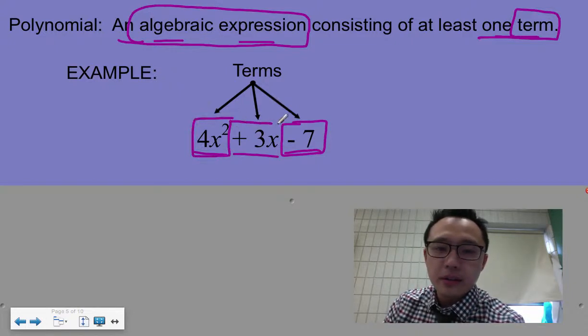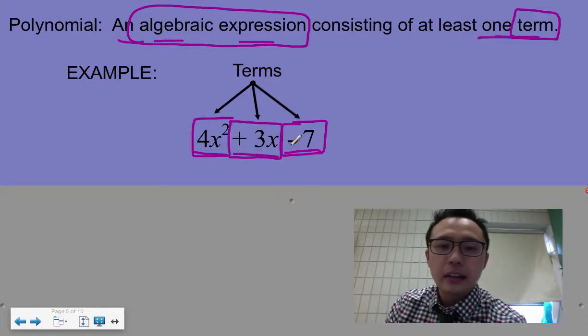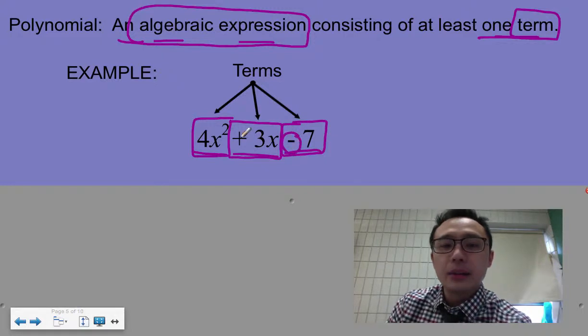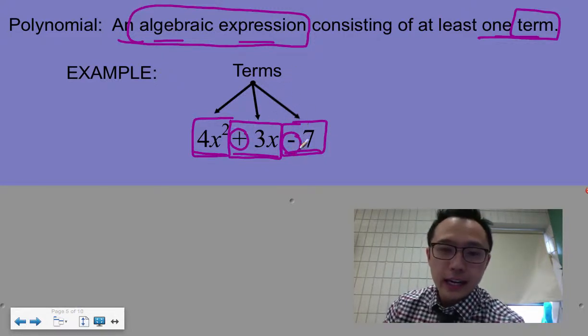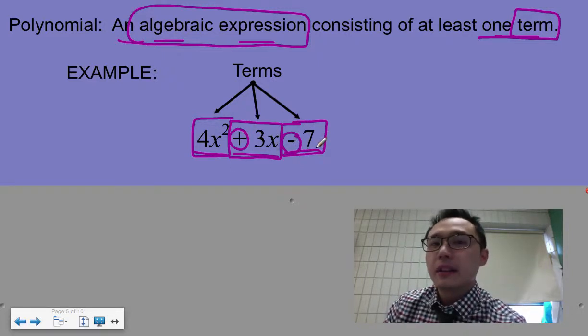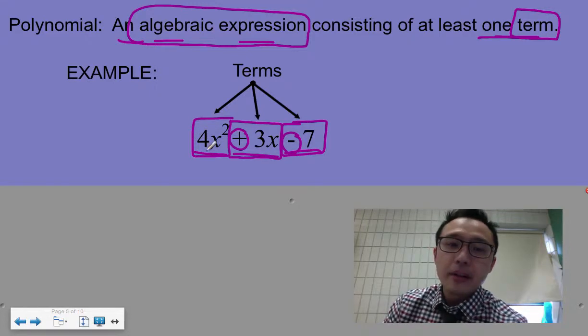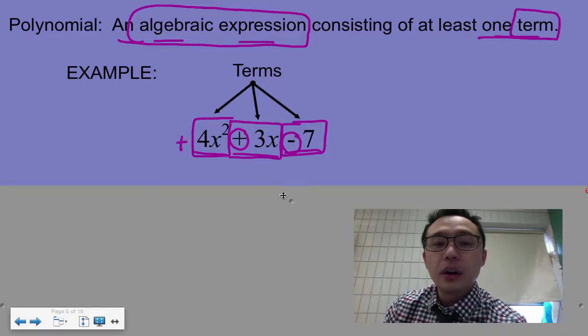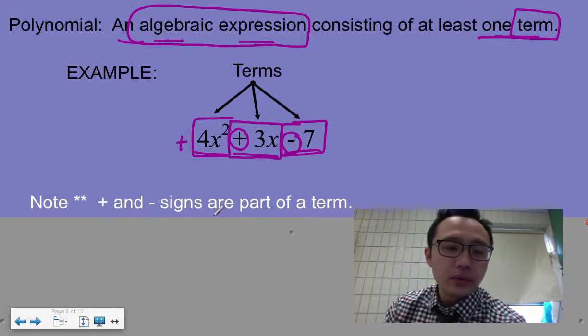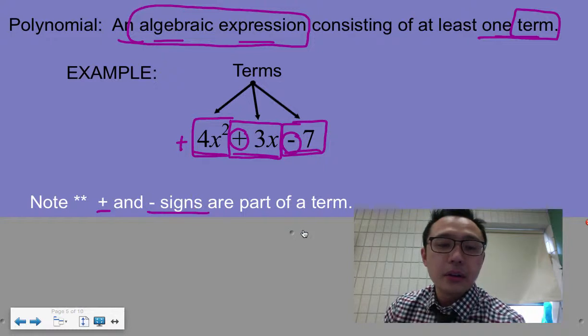So I'm just going to box out all these different terms. You can see that I included my signs as well, so my positives and negatives. Your terms include signs. So positive 3x, that's a term. Negative 7, that's a term. This one doesn't have a positive or negative sign, but because it's 4x squared, you're going to assume that it's positive. So all three of these are terms. So note, positive and negative signs are part of a term.